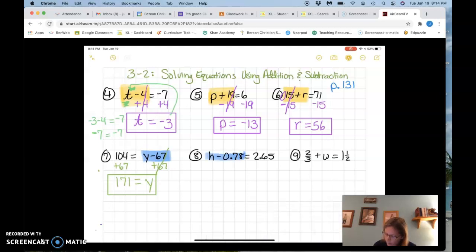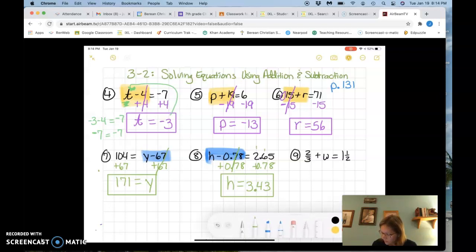Let's look at what's happening to the variable. I see decimals, but that's okay. Don't panic because we solve it just the same way that we solve whole numbers. So I see a minus 0.78. I'm going to do the opposite. I'm going to add 0.78. Whatever I do to one side, I have to do to the other. And I'm just going to add these real quick. 3.43. And you should get the same thing on your calculator if you're using a calculator.